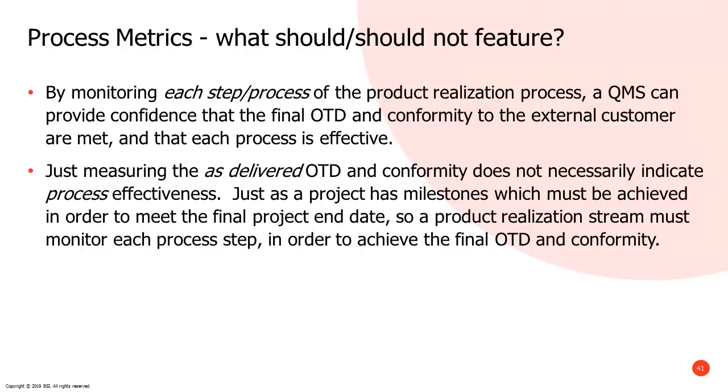So by monitoring each step of the process, the product realization value stream, a QMS can provide confidence that the final OTD and conformity to the external customer are met and that each process is effective. Just measuring the as-delivered OTD and conformity does not necessarily indicate process effectiveness. Just as a project has milestones which must be achieved in order to meet the final project end date, so in a product realization stream, you should monitor each process step in order to achieve the final OTD.